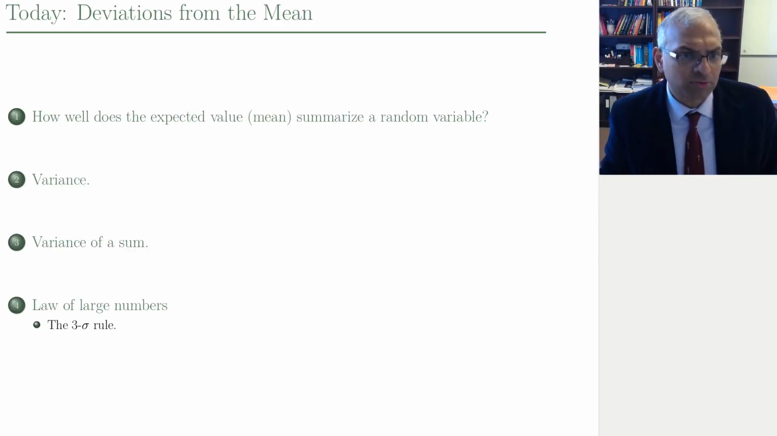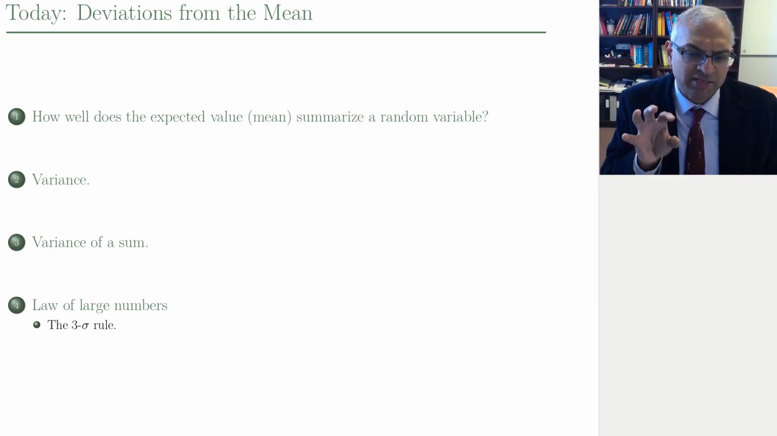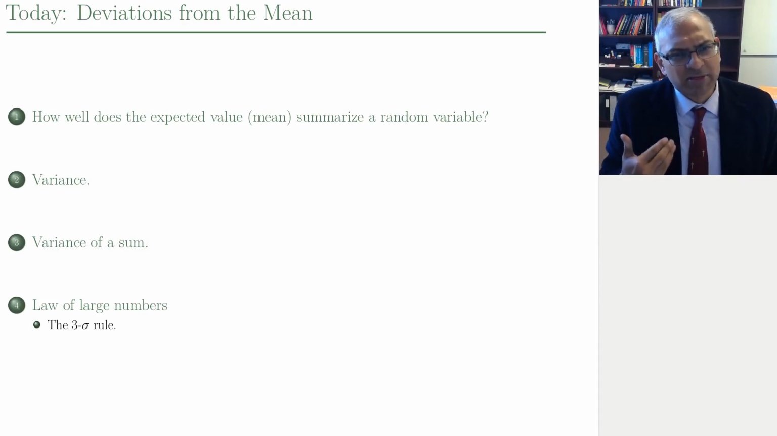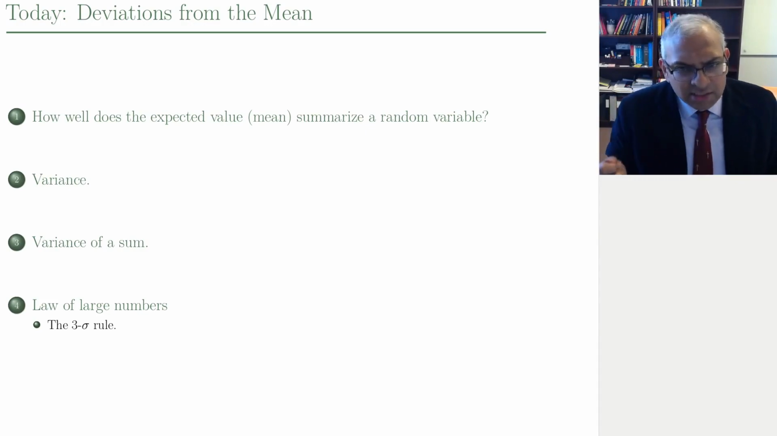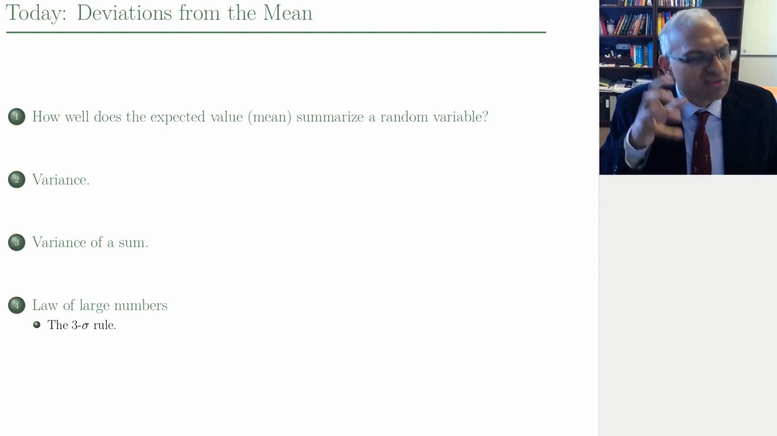Now, what are we going to talk about today? The main goal is to discuss the quality of the expected value. And we're going to call sometimes the expected value the mean. So how well does the mean summarize the experiment, summarize the random variable? And so we're going to introduce the variance.